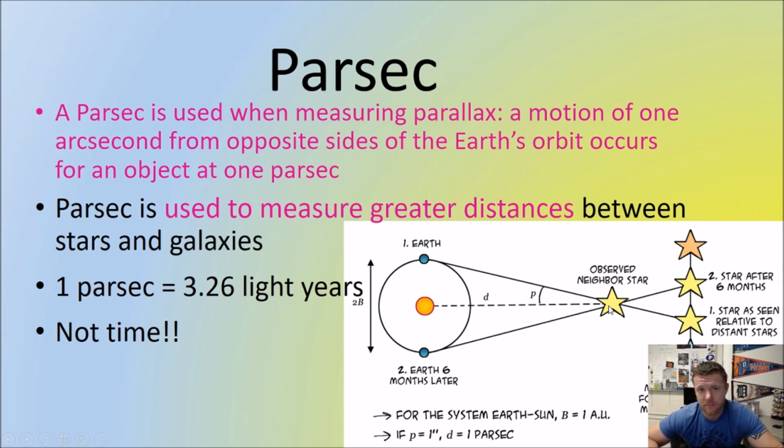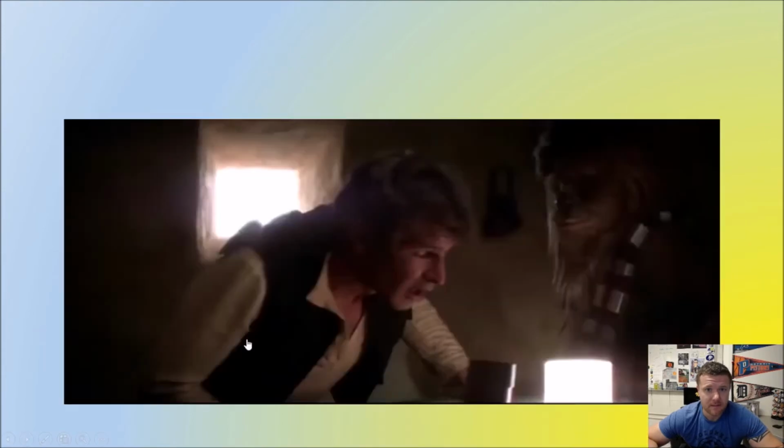Turns out that's about 3 light years. The closest star is 4 light years. So there's no stars that are 1 parsec away. But we've calculated it. So a parsec is about 3 light years. And if you're talking thousands or millions of light years, it can be easier to use parsecs because the numbers are going to be smaller. Keep in mind, this is not a time, it's a distance.